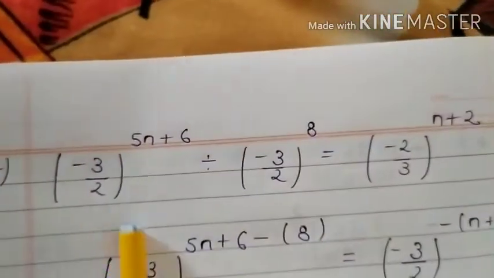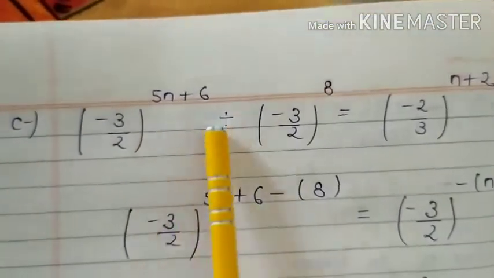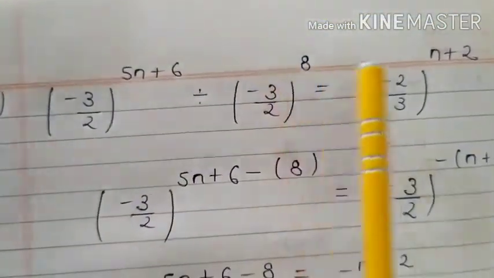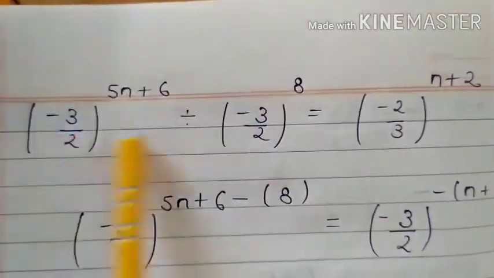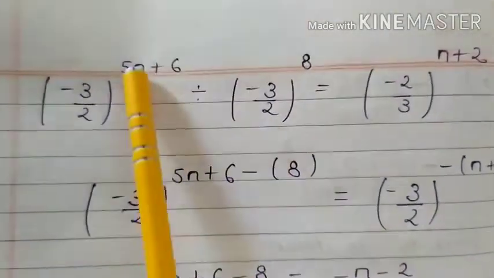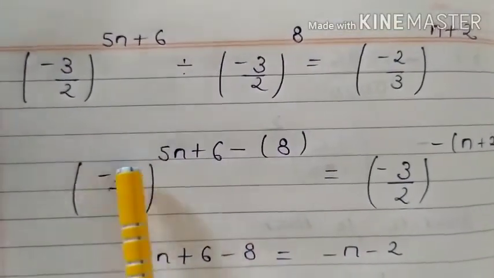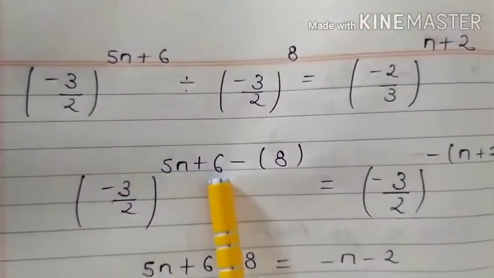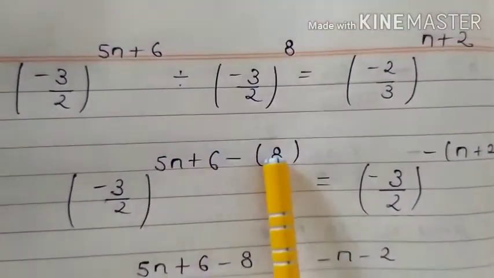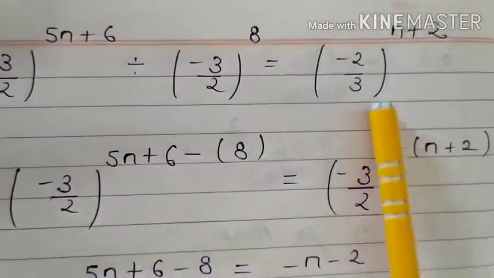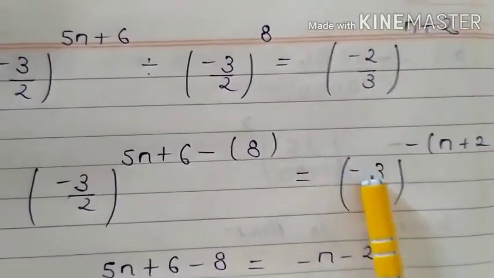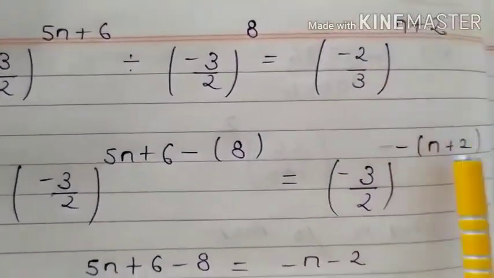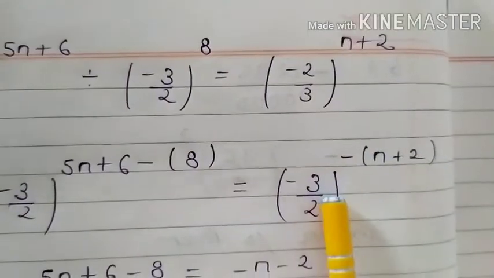Okay. C part, 3 by 2 power 5n plus 6 divided by minus 3 by 2 power 8 and 2 by 3 power n plus 2. So here we have the same base and we have a divide sign, then the power will be subtract. So minus 3 by 2 power 5n plus 6 minus 8. And here we have minus 2 by 3, but we can write it as 3 by 2 power minus, because here we have a negative power.